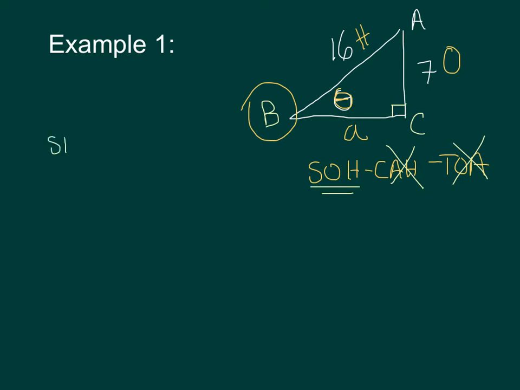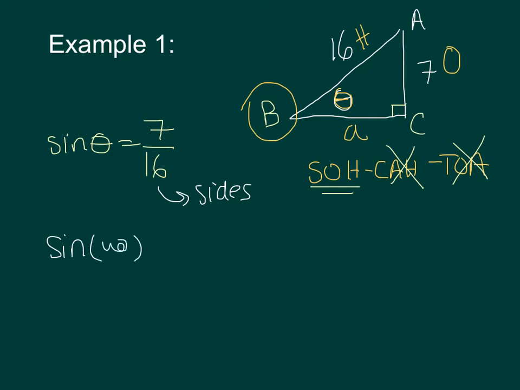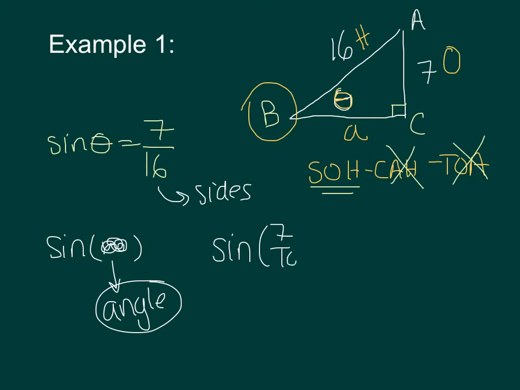So I'll say sine of theta, because I don't know what it is, so I'm just going to leave the theta, equals 7/16. Now I know it's super tempting to go straight to the calculator and hit sine 7/16, but don't. Think carefully about what this fraction represents. These are sides. Whenever we write sine and then put something in parentheses, that has to be an angle. You cannot put sides inside the sine.